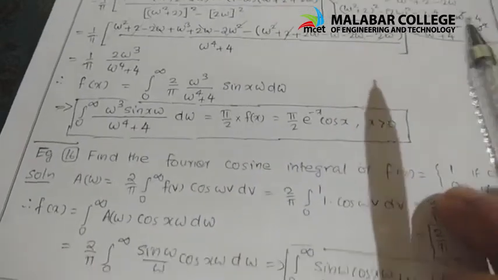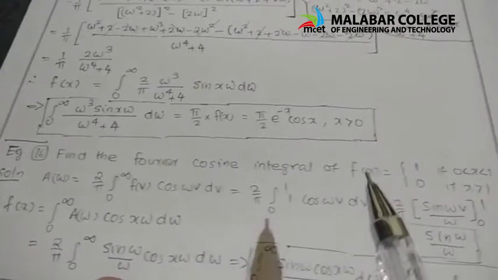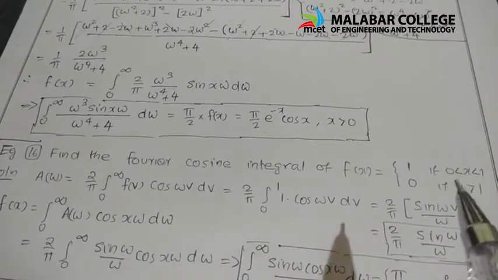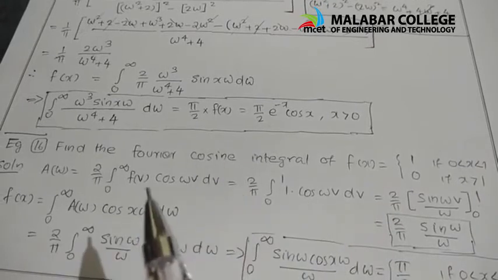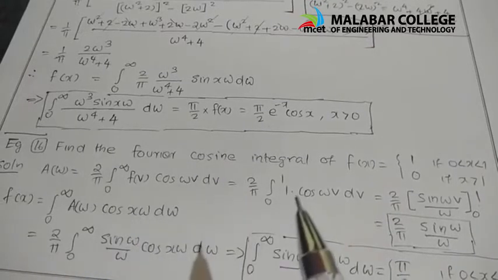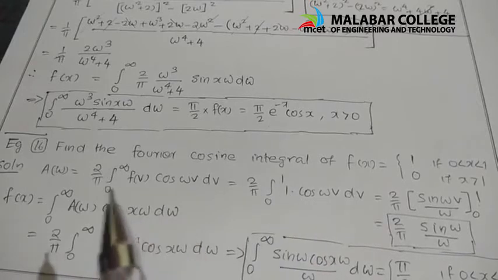Next example we have to take: find the Fourier cosine integral of f of x equal to 1 in between 0 and 1, equal to 0 if x greater than pi. So we have to write the cosine integral, the cosine formula we have written, and A omega we have written first.